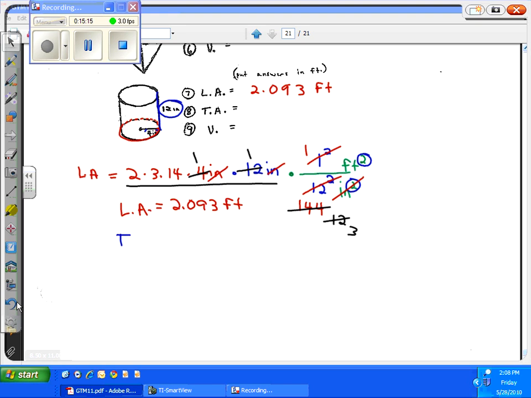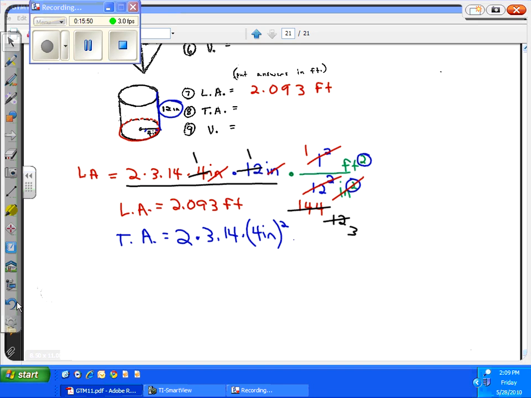To get the total area, we need to add the top and the bottom. The bottom is a circle, so we need 2 bottoms. So we're going to have 2 times the area of the bottom. The area of a circle is pi times the radius squared.